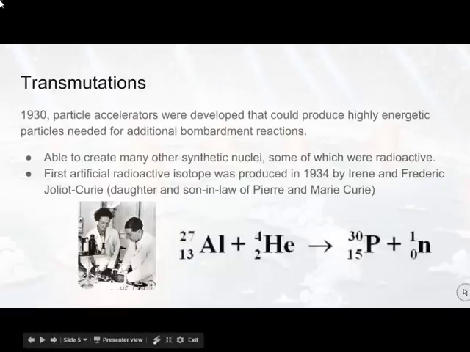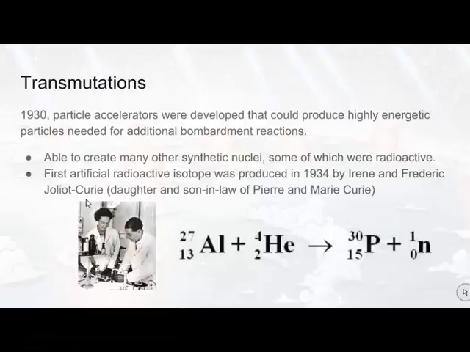And so transmutations were kind of limited in Rutherford's time, but in 1930 we were able to produce high enough energy particles to actually bombard more elements to create new ones. In 1930, particle accelerators were developed, and so we could produce those high energy particles to shoot at other elements. And we were able to create many other synthetic elements, some of which were radioactive. The first artificial radioactive isotope was produced in 1934 by Irene and Frederick Joliot-Curie. So Curie's daughter and son-in-law continued the work of her parents, Pierre and Marie, and were able to create the first artificial radioactive element.